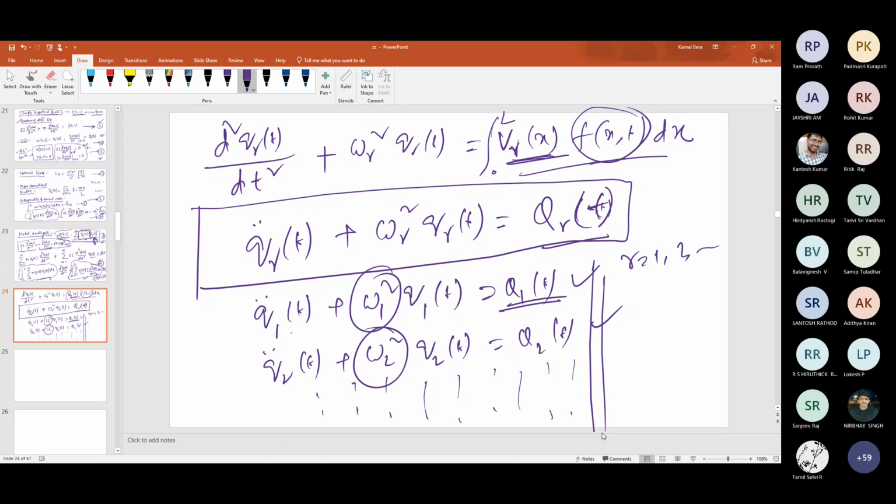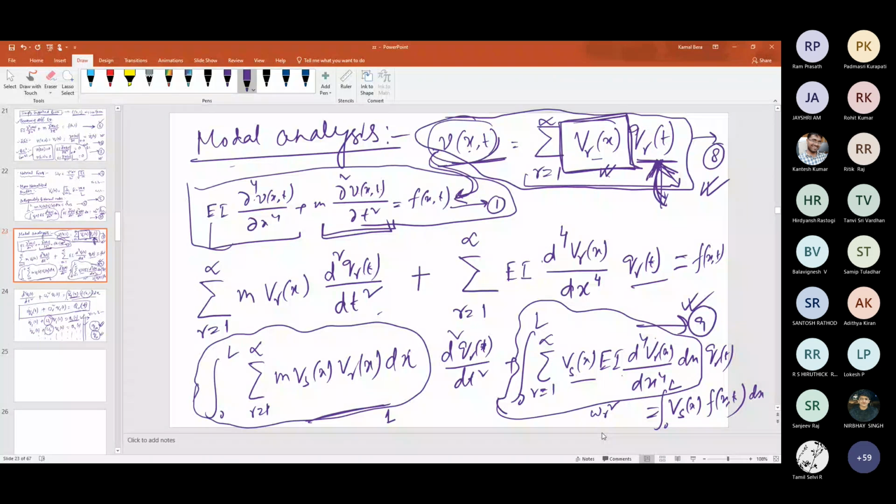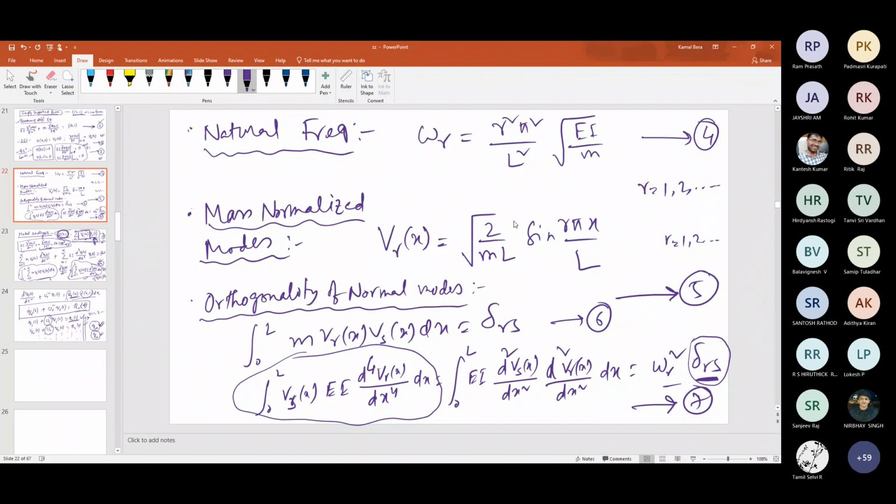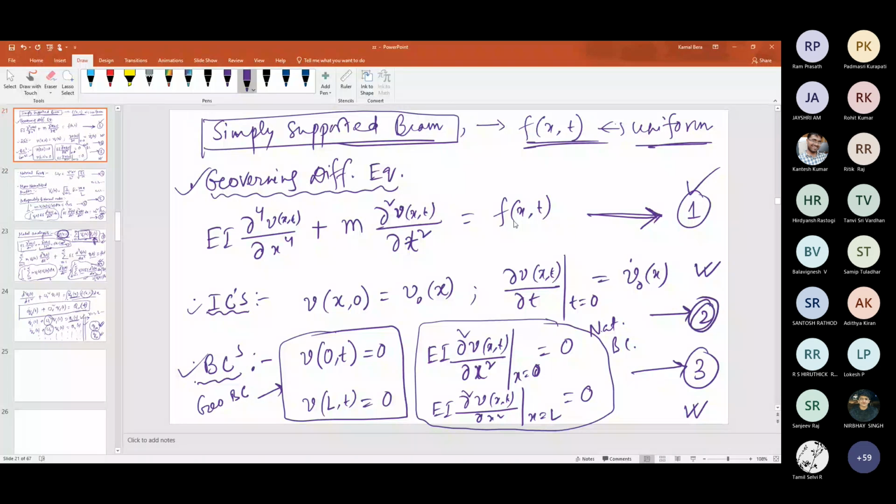But to solve this, we need the initial displacement and velocity, right? That means basically we need q_r(0) and q_r dot (0), at time t equal to 0. Like we did for the multi-degree of freedom system, in a similar manner the initial displacement and initial velocity in the modal or generalized coordinate are required. We know the initial condition in the physical coordinate. Where is the initial condition? Go back to equation number 2. So you know V(x,0) and the derivative of V at time t equal to 0.